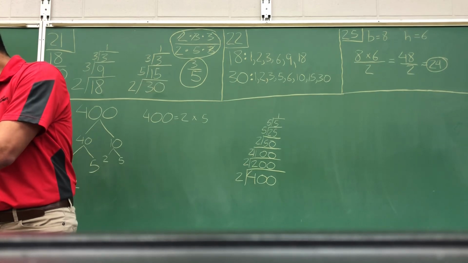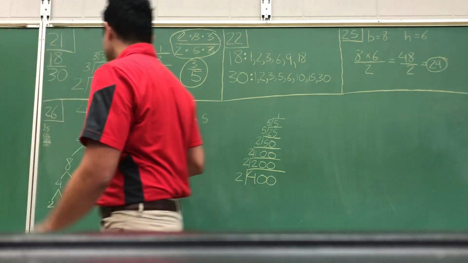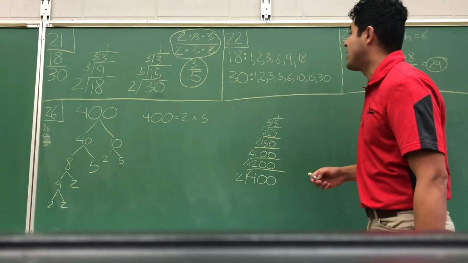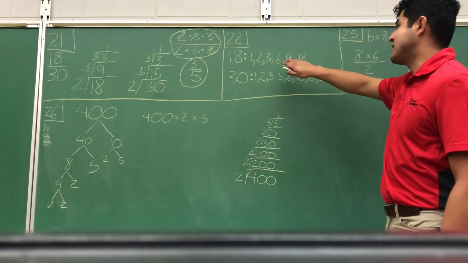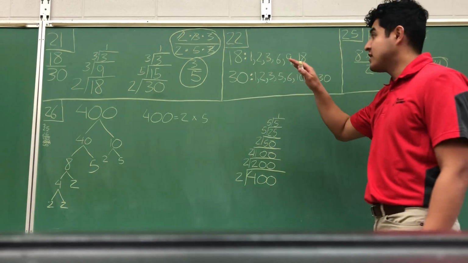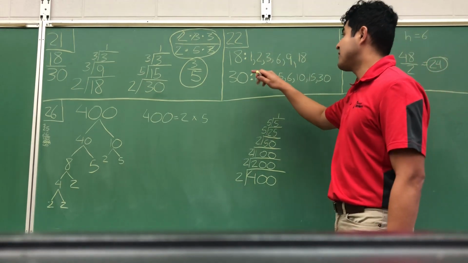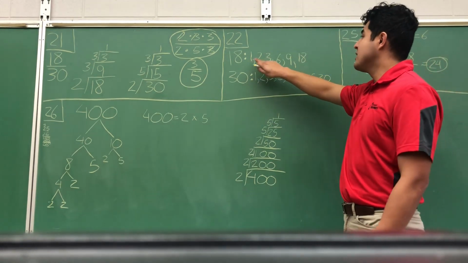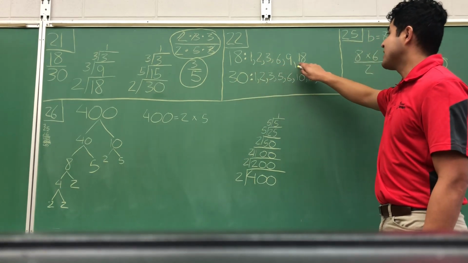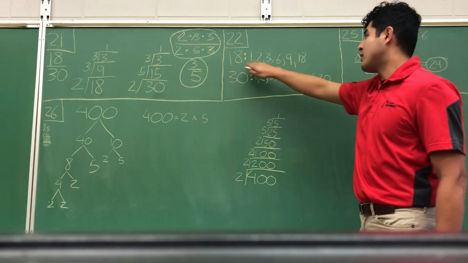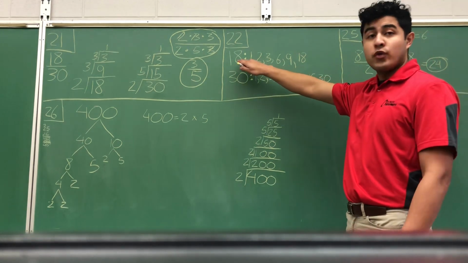Numbers 18 and 30, right? We're looking for the greatest common factor between 18 and 30. So I've written out all the factors of 18. If you're missing any of these factors for 18 or 30, make sure you have them. Our first one is obviously 1, and then 2, 3, 6, 9, and 18. So I've listed out all the factors for 18.